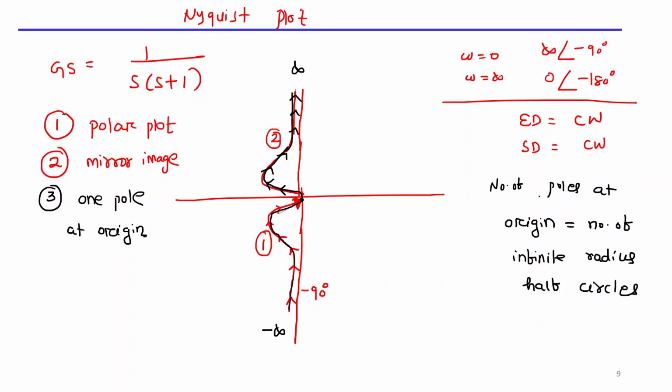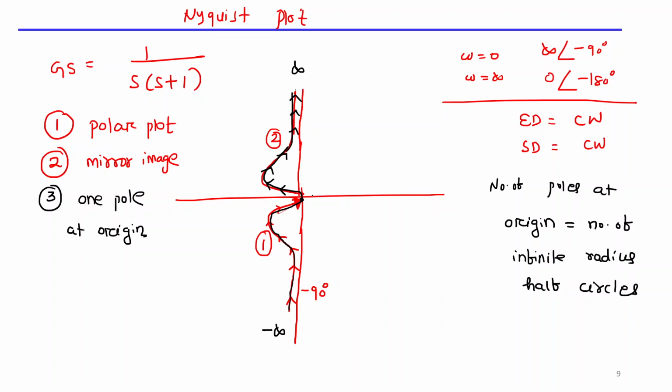So what I'm writing, number of poles at origin. I'm not talking about zeros, just considering only poles. So number of poles at origin equals number of infinite radius half circles. Right, sir? Okay, remember this point. So how many poles at origin are here? One, sir. So how many infinite radius half circles will you get?